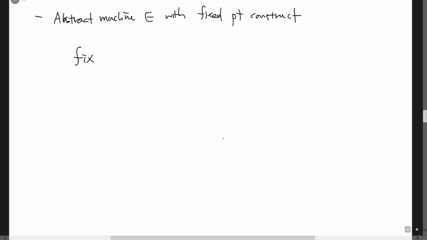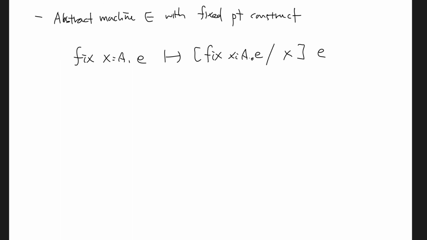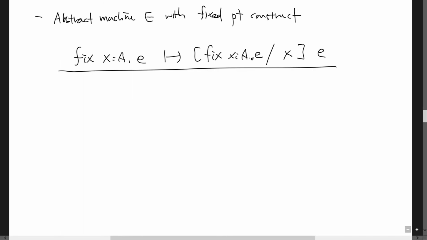Let's see how to extend the abstract machine E with a fixed point construct. So this is the reduction rule for the fixed point construct. Fix x a dot e reduces to the fixed point construct itself, substituted for variable x in expression e. So we have this reduction rule for the fixed point construct.